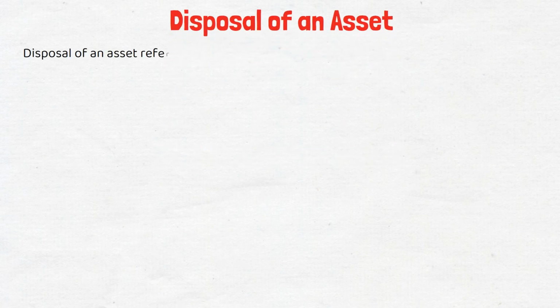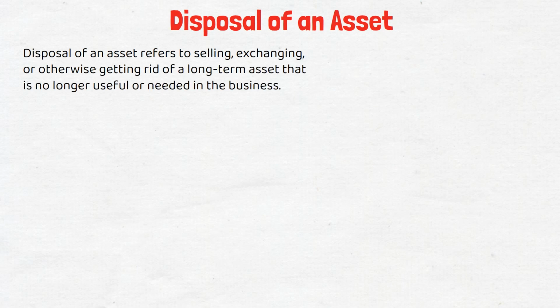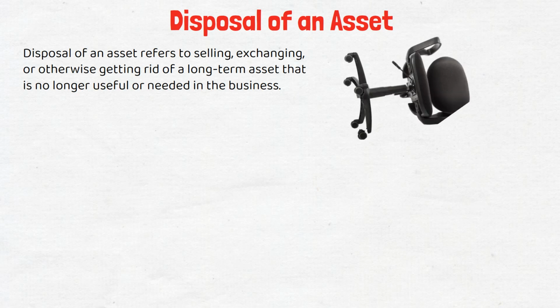Disposal of an asset. Disposal of an asset refers to selling, exchanging, or otherwise getting rid of a long-term asset that is no longer useful or needed in the business. Assets can be disposed of for various reasons, including obsolescence, damage, or a change in the needs of the business. Here are the steps involved in disposing of an asset.